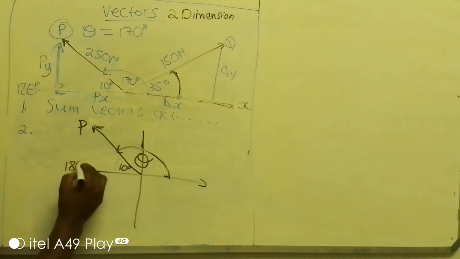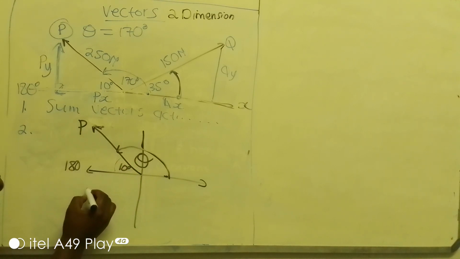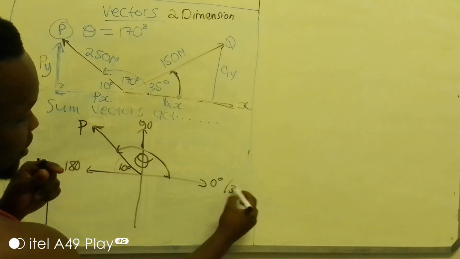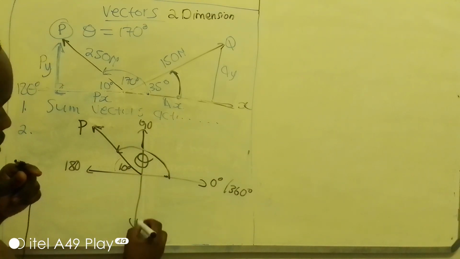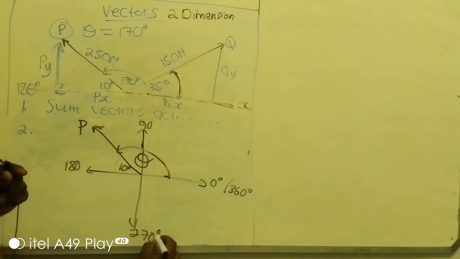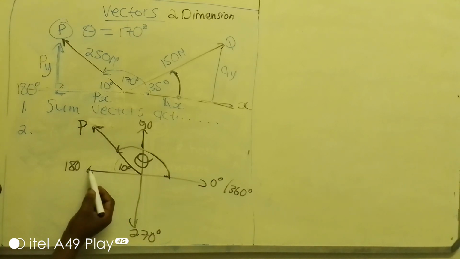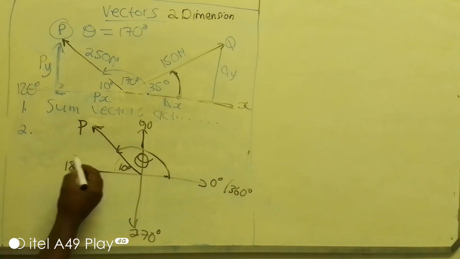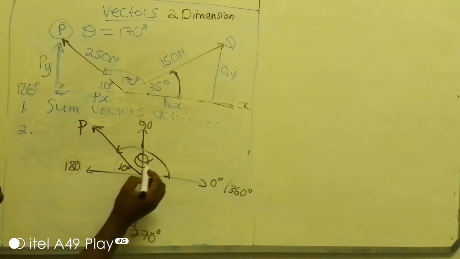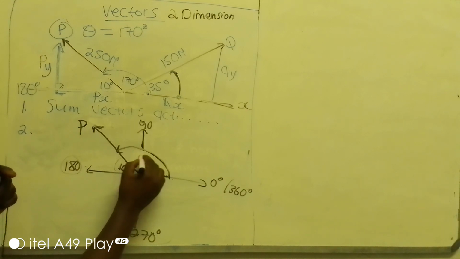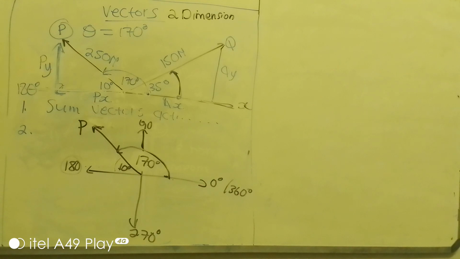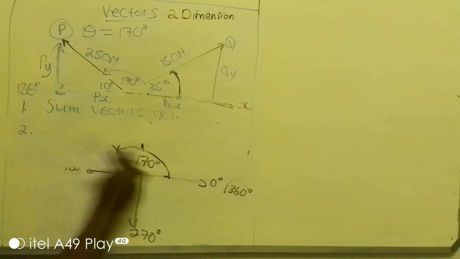To get the whole theta, you know that according to the rules of the Cartesian plane, this is 180, here it is 90, here it is 0 degrees or 360, and this is 270. So theta of vector P is going to be 180 minus 10 degrees. So the whole angle is 170 degrees for vector P. Theta of P will be 170, not 10 degrees. I hope this part is clear.